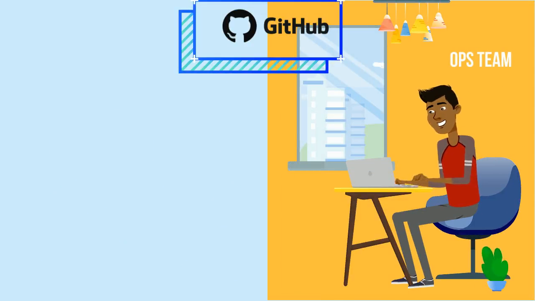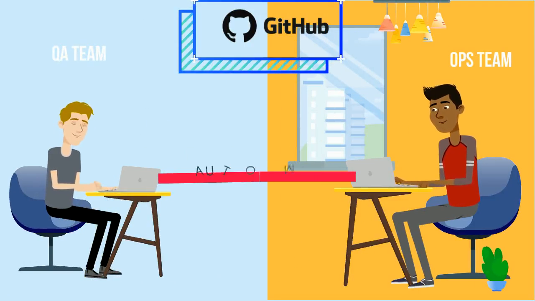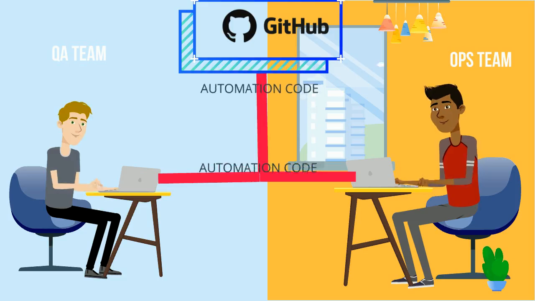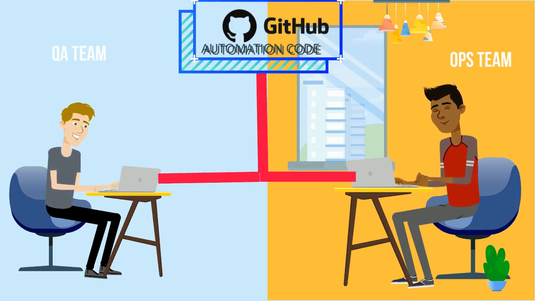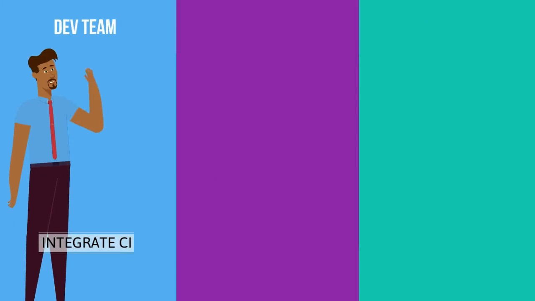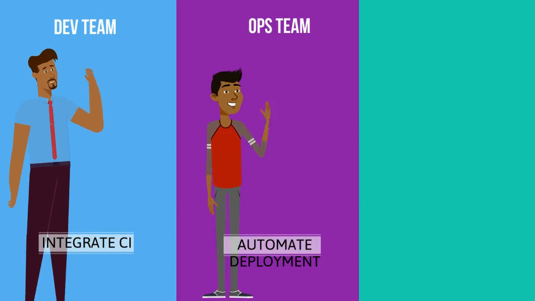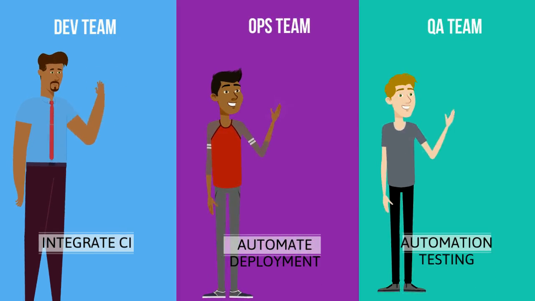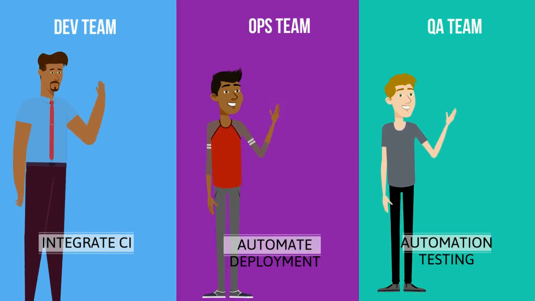So Ops team will write automation code for deployment. Testers will write automation code for software testing and sync it with developers' source code. So now we have the CI process integrated with deployment automation, which triggers software testing. All three teams and processes integrated together.